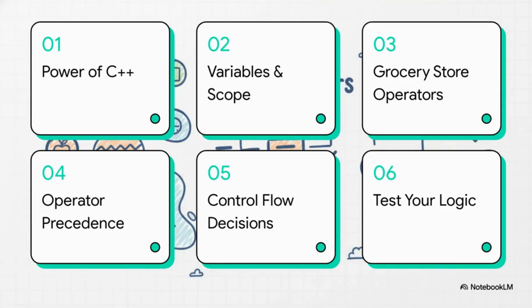We're starting with the power of C++, moving through variables and gang territories, checking out the grocery store operators, dodging operator precedence traps, making decisions with control flow, and finally, testing your logic.